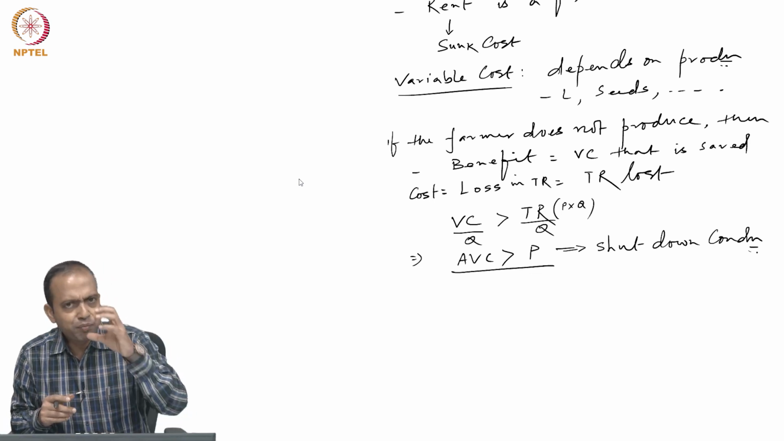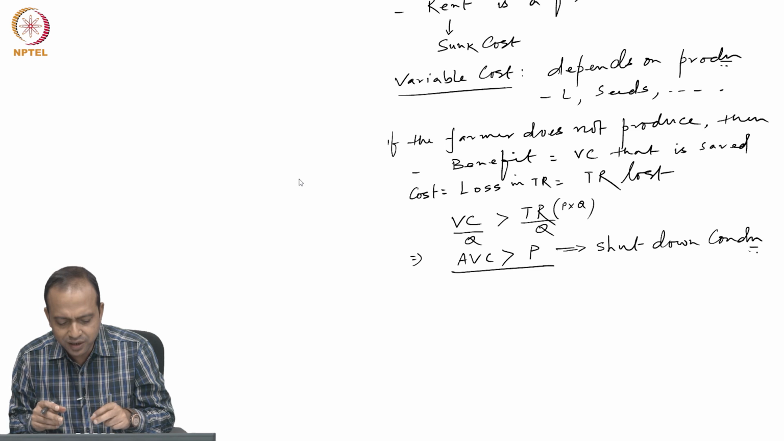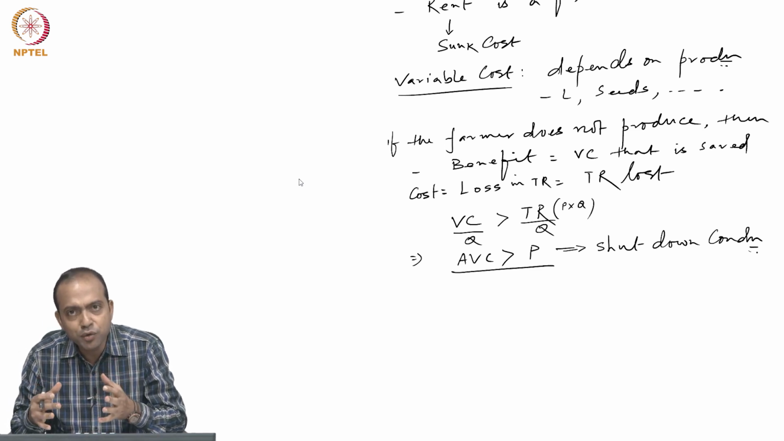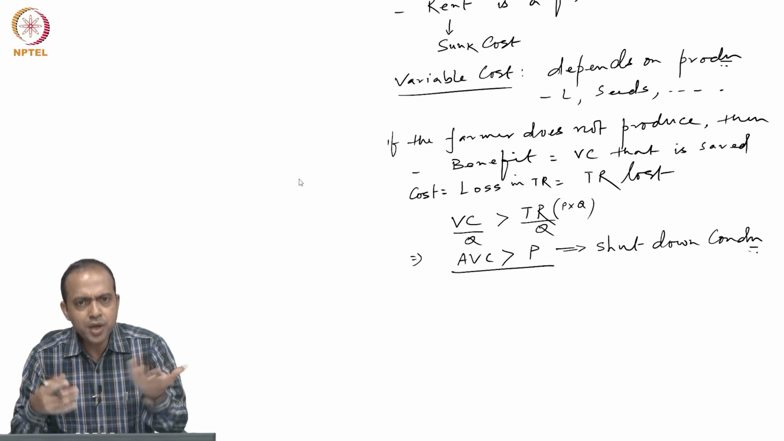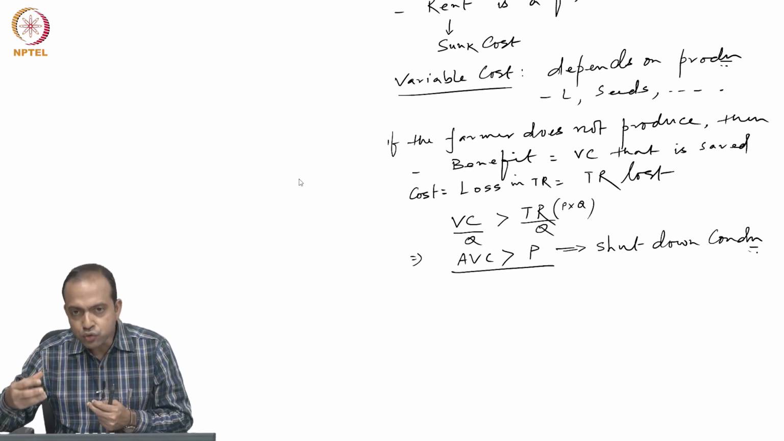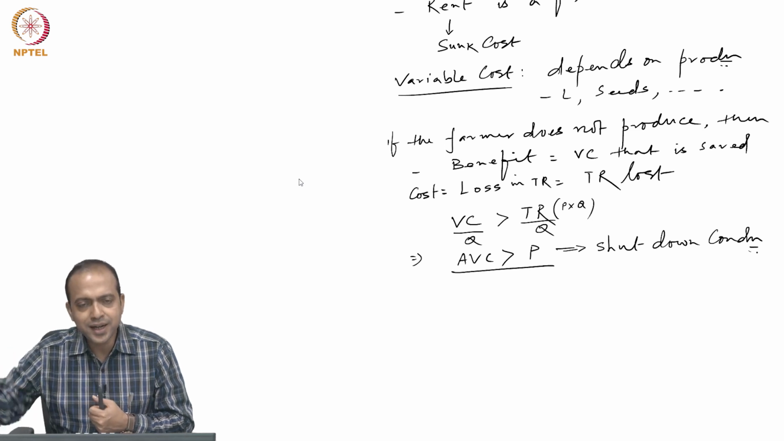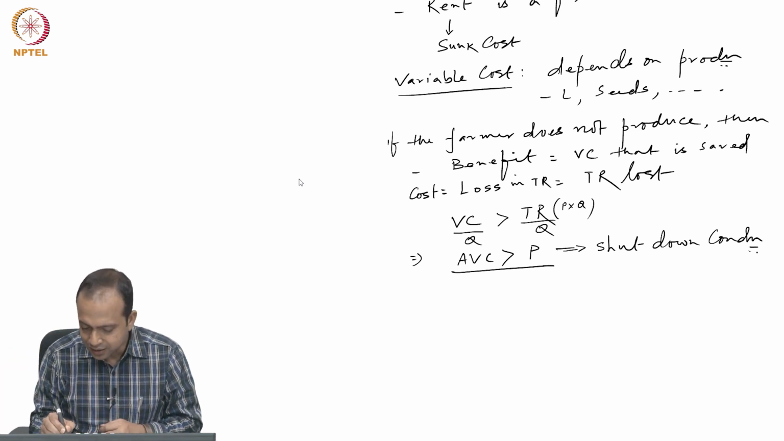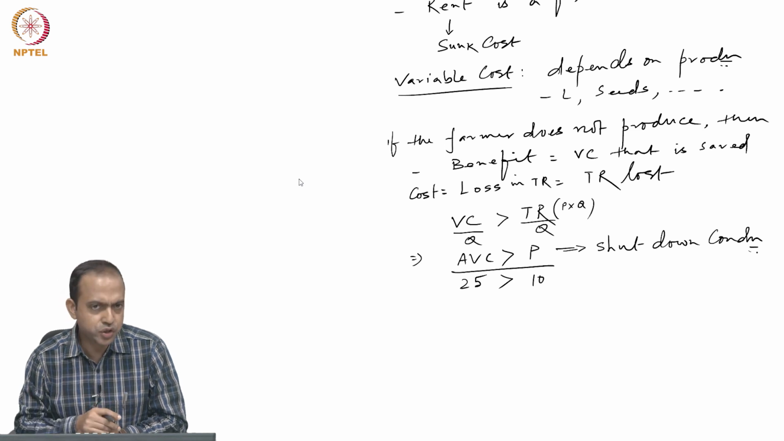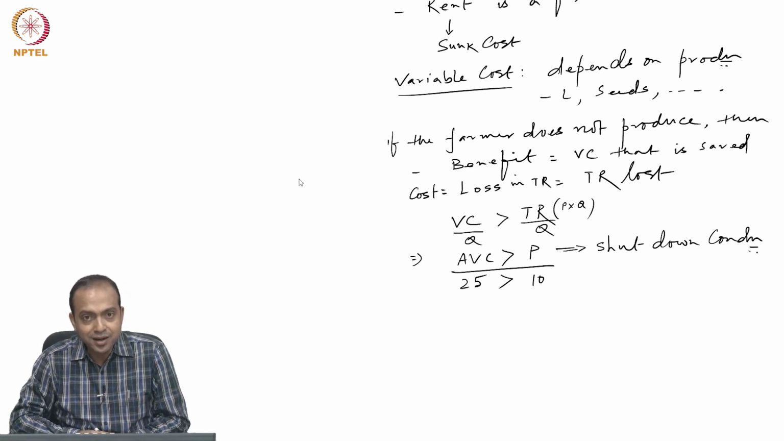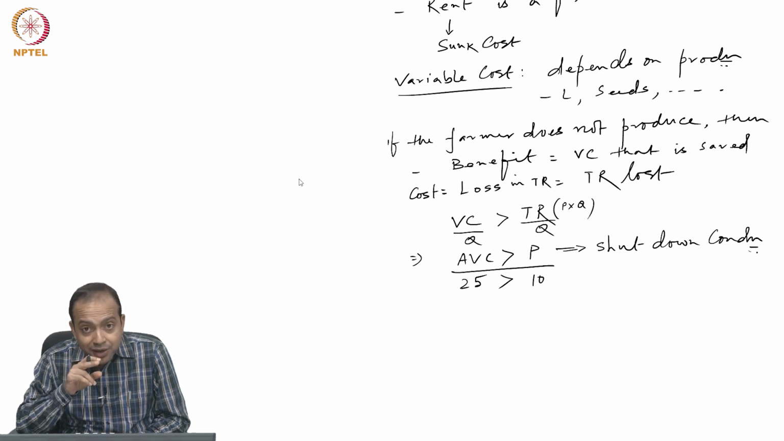So, that means the price has gone to such a level that the farmer is not able to get even the average variable cost. Then why should I produce? If I produce one bag of rice, I get 10 rupees. Let us say that this is 10, cost of production is 25. Why should the farmer produce? Average variable cost is 25, much higher than 10. So, that means if AVC is actually greater than the price, the farmer should shut down.